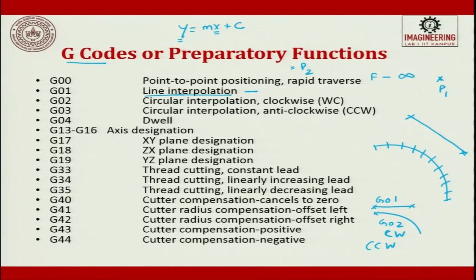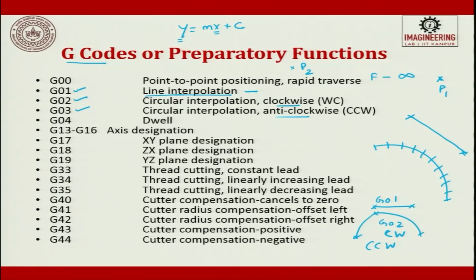So, you can come from here to here, or if you go around, you will have to move in the counterclockwise direction. So, if I want to move from here to here, I will go from here to here. So, we need to have two options: circular interpolation clockwise and circular interpolation counterclockwise. So, we have G02, G03. G01 is along a straight line.